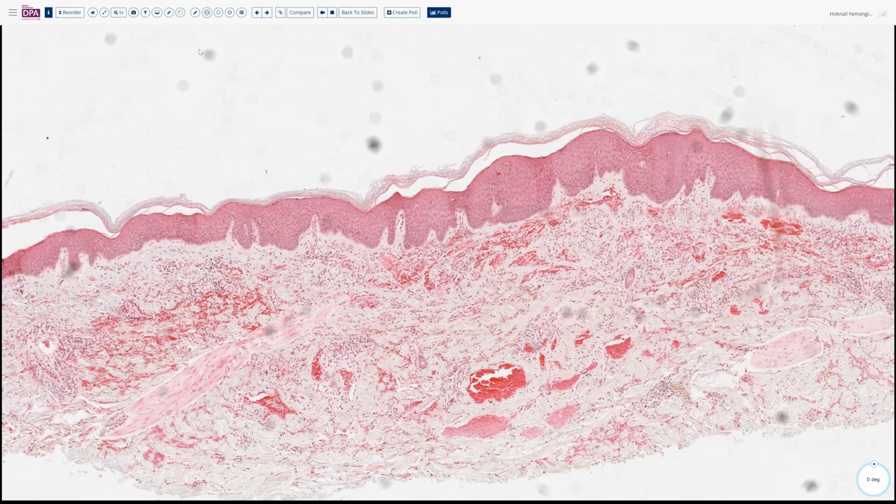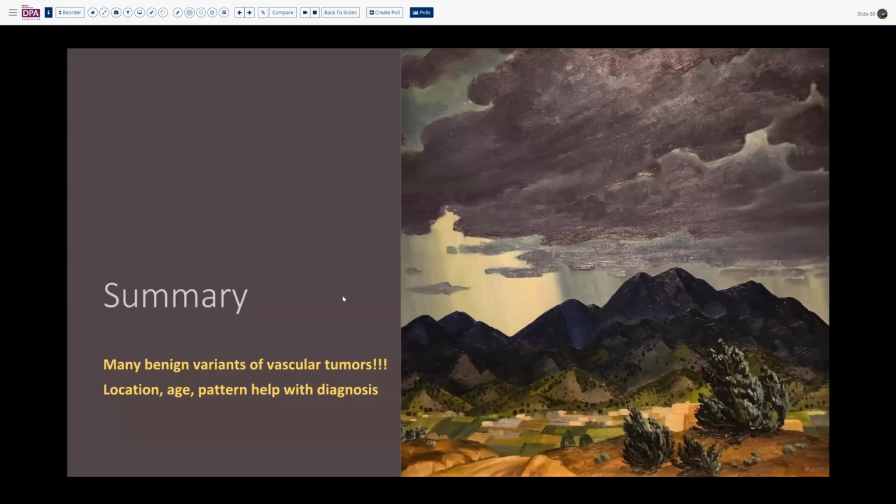Well, if you stuck with me through this point, I congratulate you, and I want to thank you for your attention and consideration. Just remember that there are a lot of benign variants of vascular tumors. Not all are tumors. Some may be just malformations or reactive lesions. Taking into consideration the location and the age group, as well as the pattern, can be very helpful with the differential diagnosis. So remember to check that and make sure that when you call it a hobnail hemangioma, it's going to fit with the right differential consideration.